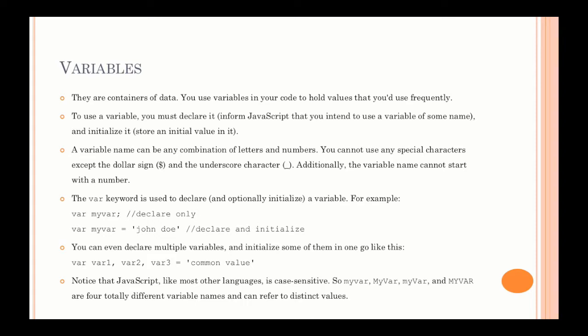To declare a variable, you just inform JavaScript that you intend to use a variable of some name that is going to hold some data, but you did not yet specify that data. You do so when you initialize the variable. Initializing a variable means adding some initial value or actually storing data into that variable. A variable name can be any combination of letters and numbers.